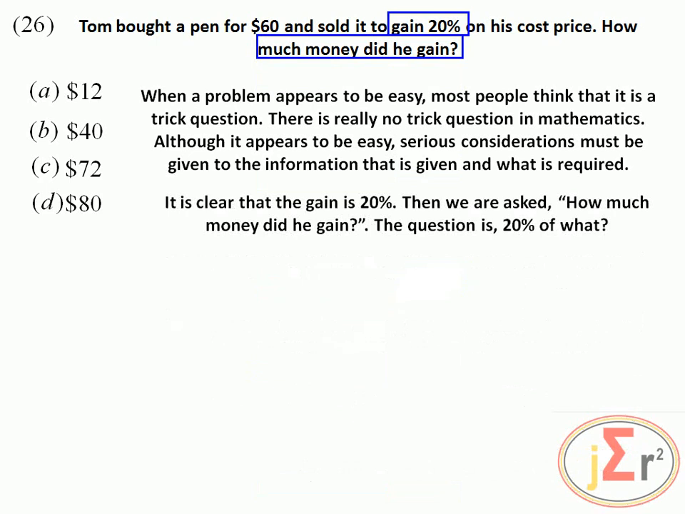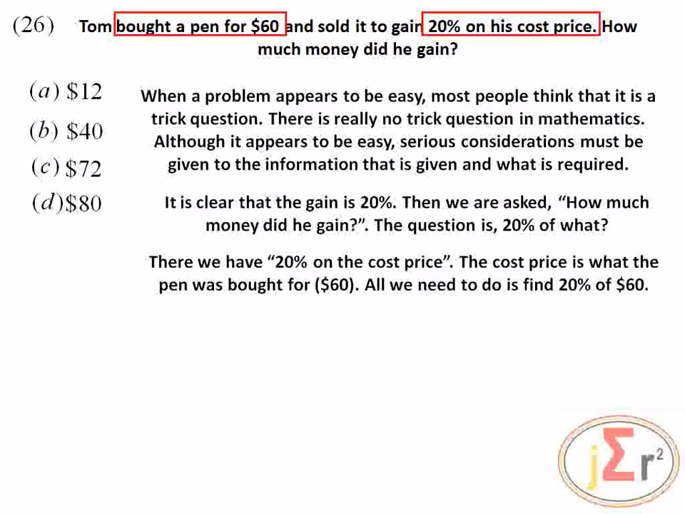There we have some of the important information highlighted. It is clear that the gain is 20%. Then we are asked, how much money did he gain? The question is, 20% of what? So here we have some other bits of information highlighted. Bought a pen for $60, 20% on his cost price. The cost price is what the pen was bought for. So the cost price is actually the $60 that Tom paid for the pen. All we need to do is find 20% of $60.